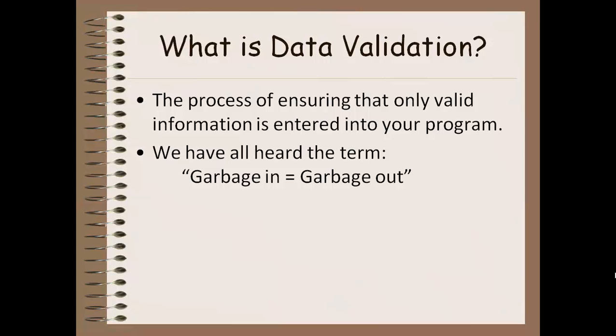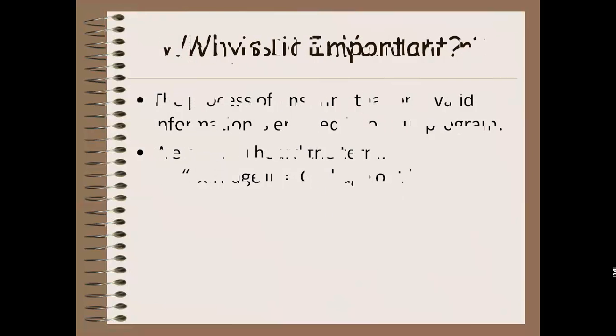So in other words, if the user types in a bunch of garbage that doesn't really match what you're looking for, your program is going to give them a bunch of garbage back, which isn't going to be what they're looking for. So we want to come up with some sort of process that is going to ensure that the information we get from the user is exactly what we're looking for, so that we can use that data properly and then give them the results that they're looking for.